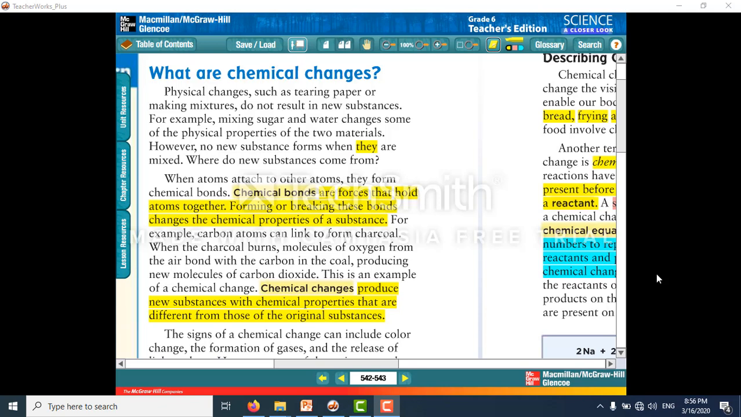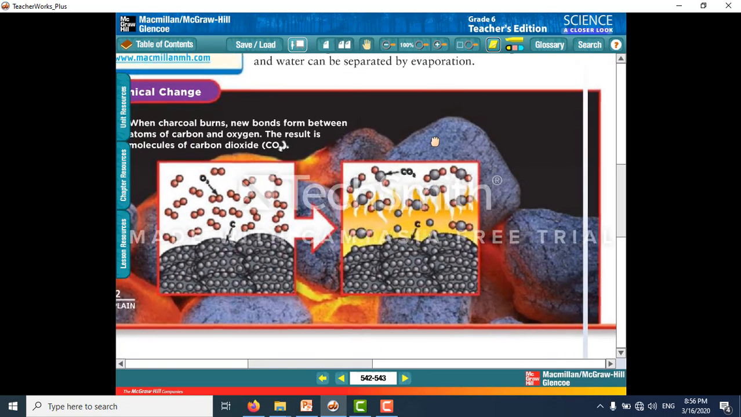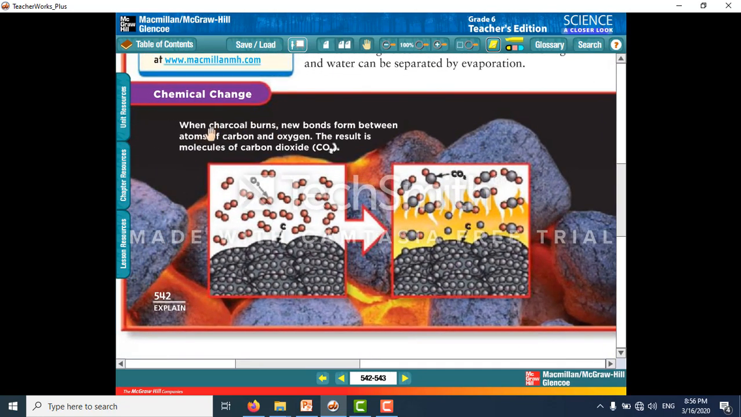Forming or breaking these bonds changes the chemical properties of a substance. For example, carbon atoms can link to form charcoal. When the charcoal burns, molecules of oxygen from the air bond with the carbon in the coal, producing new molecules of carbon dioxide. Look at this figure here. We have a chemical change when charcoal burns. This carbon or charcoal, when it burns, carbon atoms will react with oxygen in the air, and they will react together and produce carbon dioxide.